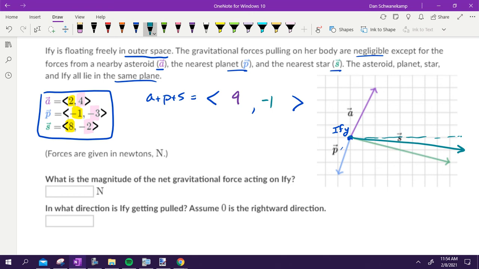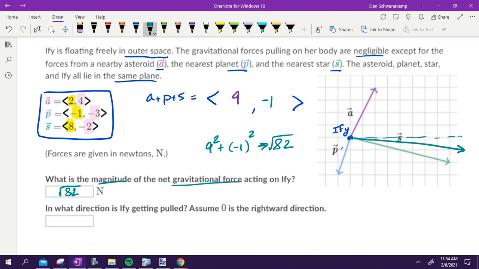This is a pretty strong vector in terms that it's pretty long, and this one is definitely pulling her more down. That one's pulling her up, but maybe not as much as the others. Does that make sense why she's going that direction? This is our new vector, 9, -1. We want to know the magnitude of the net gravitational forces acting on her. So how do I find magnitude given those 2 things? Pythagorean theorem. Boom, we get 82, but you got to find the square root. So square root of 82 newtons is the force working on Iffy.